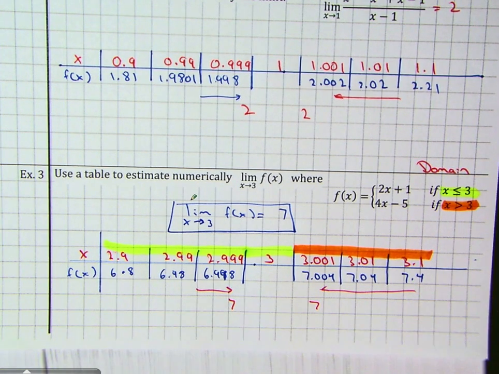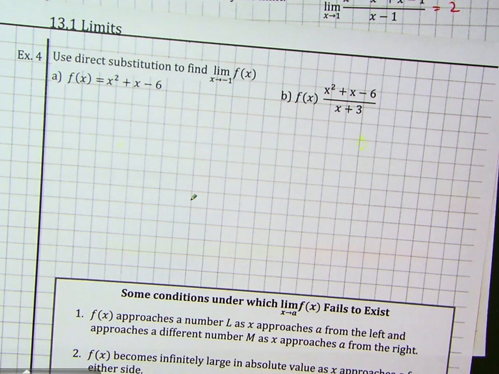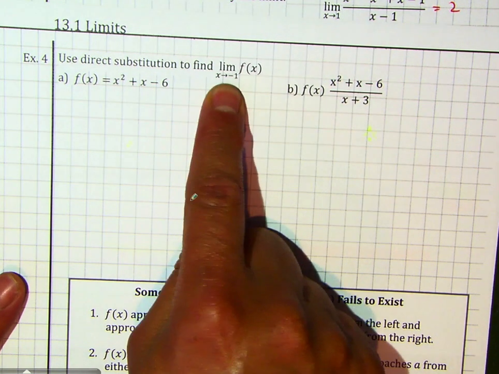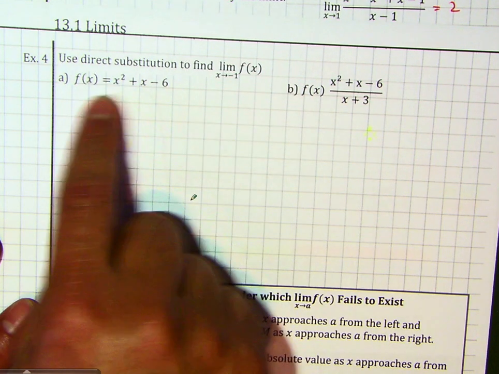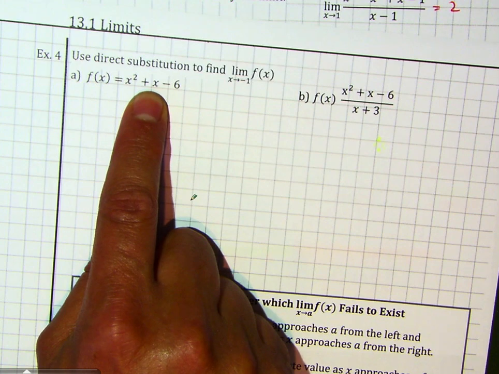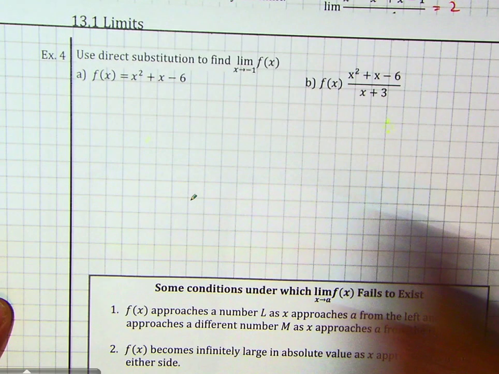Example number 4. Let's do it direct substitution. Pause if you need more time to copy it down. So let's use direct substitution. Now remember that you can only use direct substitution if you know what the graph looks like. Do you guys know what the graph looks like for this one?